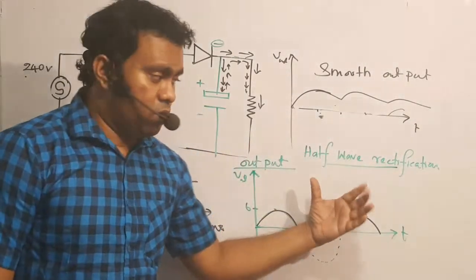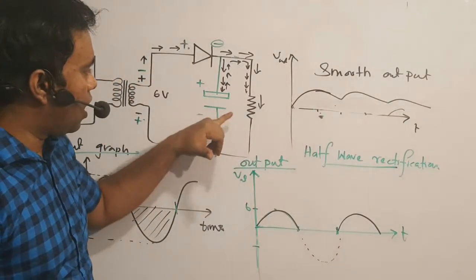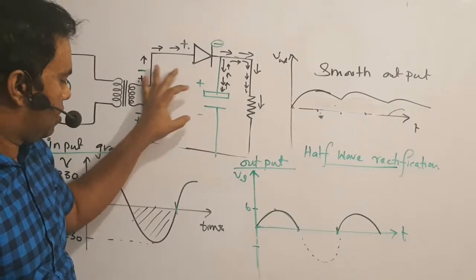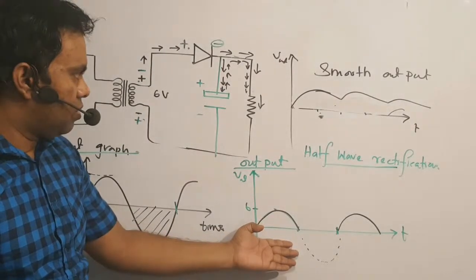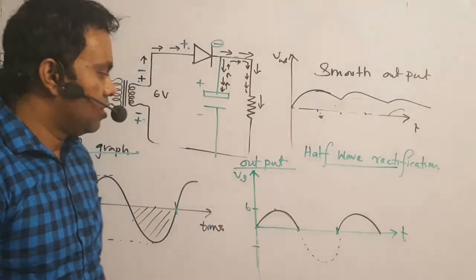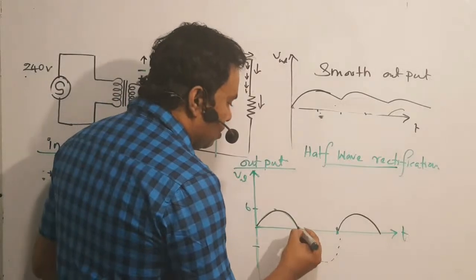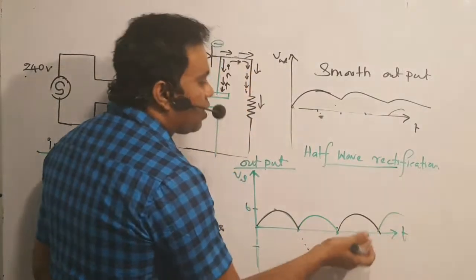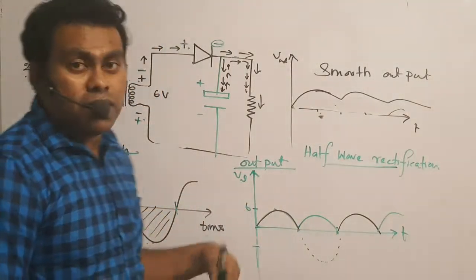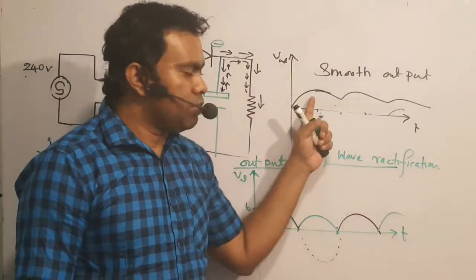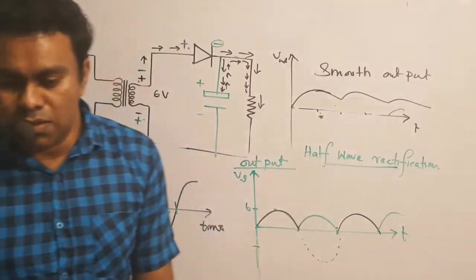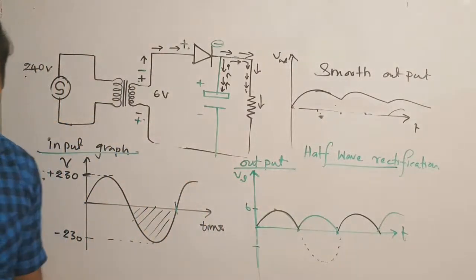If an MCQ question comes, what will be the output of this circuit? Then you have to select not this one. There will be two or three other wrong options too. They may give a half wave one, a full wave rectification one. So this is the correct one, smooth one. A smooth output. Very good.